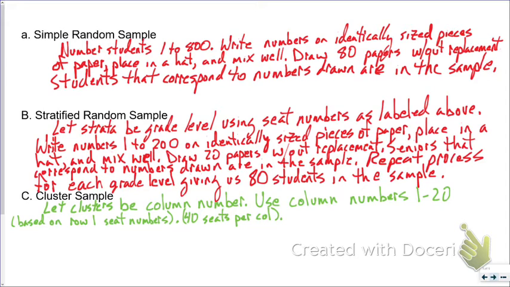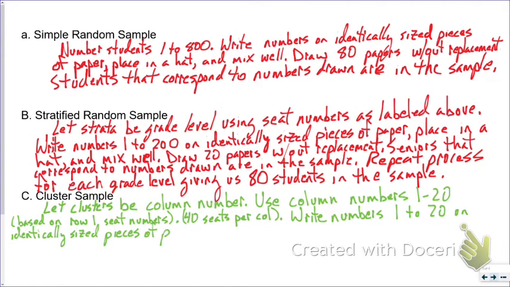So let's see. Use column numbers 1 to 20. Write numbers 1 to 20 on identically sized pieces of paper. Place in a hat. And mix well.